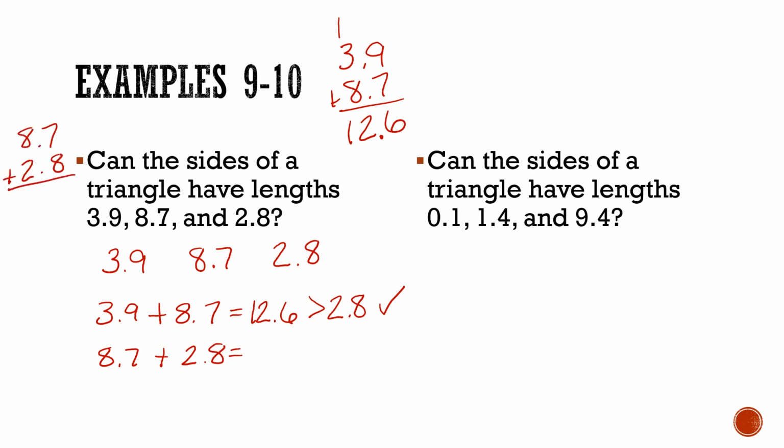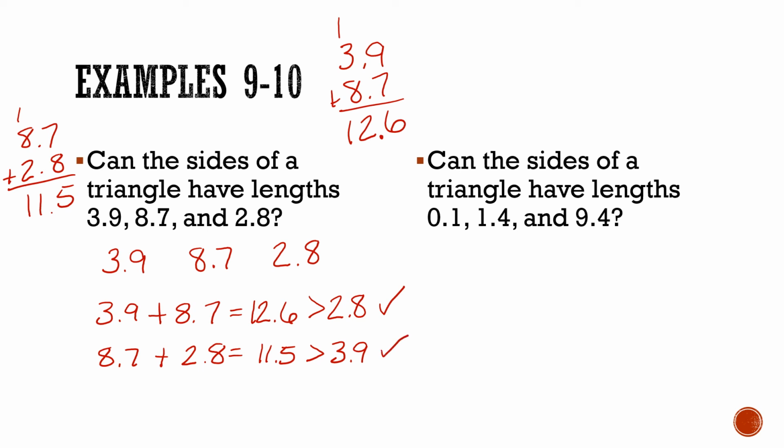Then we're going to add 8.7 to 2.8. So 8 and 7 is 15. 8, 9, 10, and 11. So we get 11.5. Should be greater than, what did we not use when we added 8.7 and 2.8? We did not use the 3.9. 11.5 is greater than 3.9.